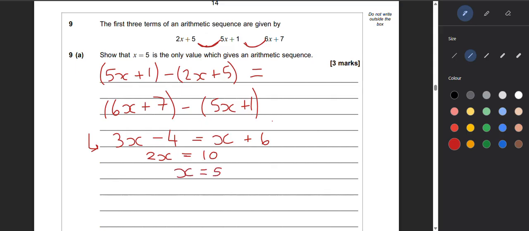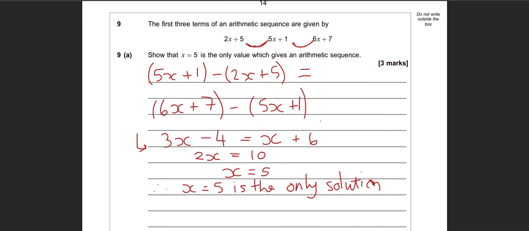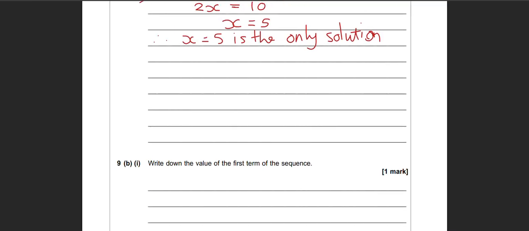So therefore, it's the only solution, isn't it? So we can say, therefore, x is equal to 5 is the only solution. So that's the first part of the question, which I think is quite straightforward, really, isn't it? So let's then move on to part 2.